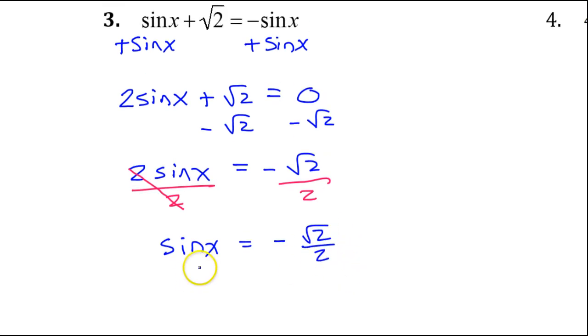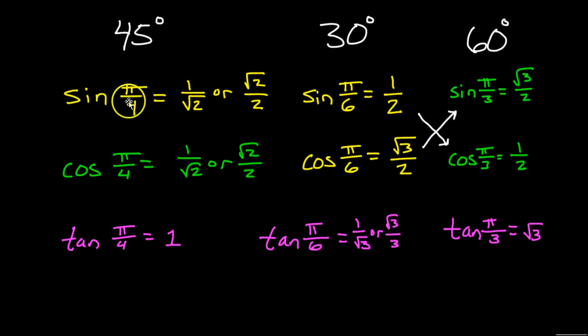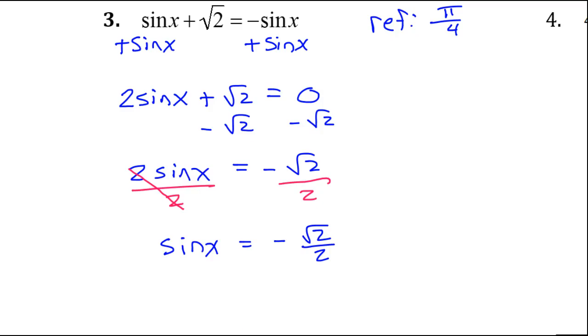So this is the point where I ask myself, for what angle is this true? Sine of what angle is negative radical 2 over 2? Ignore the negative sign for a minute to ask yourself what the reference angle is. The sine of what angle is radical 2 over 2? Now you should have memorized this. The reference angle then is pi over 4 because the sine of pi over 4 is radical 2 over 2. You can see that on the chart. Sine of pi over 4 is radical 2 over 2.